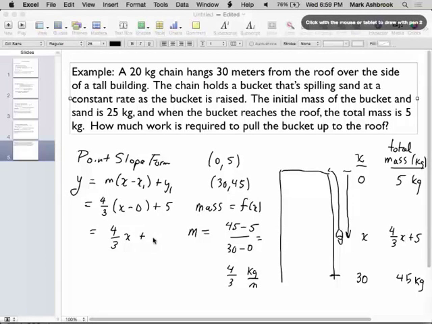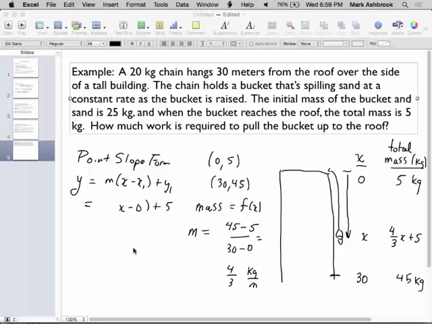Okay, so can you finish the problem now? So now you know that the mass at any x, when the bucket is x meters from the top, is 4/3 x plus 5. That's the mass in kilograms. So can you finish? Go, see if you can finish.